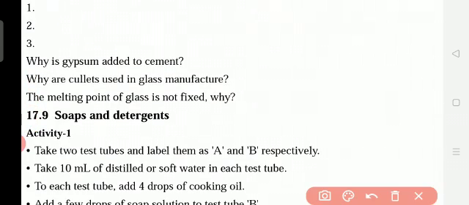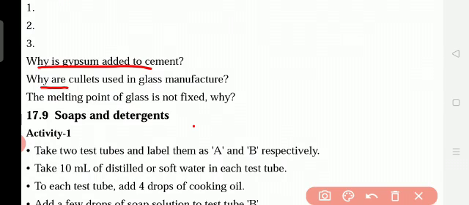Why is gypsum added to cement? Because it slows the process. Which process? If you don't add gypsum and only add clay and sand to the cement with water, it becomes very hard. If you add the gypsum, the hardening will be slower.